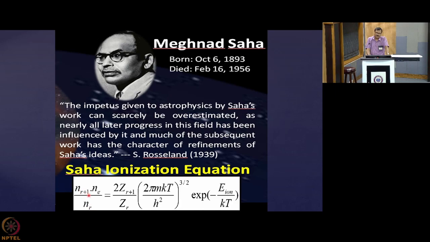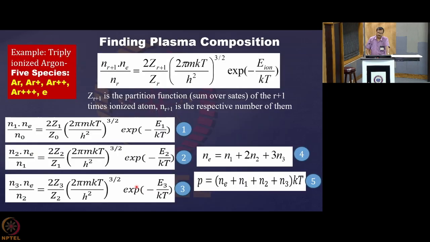Now R equal to 0, so this is becoming N1. N1 is the first ionized state, and Ne is the electron density. So what you are getting is a relation: Ni Ne by N0, that is, ion density times electron density over neutral density. So that ratio is going like this. Z are the partition functions, T is the temperature, E is the ionization energy, and if you solve this equation, then you will be able to get the composition of the plasma.